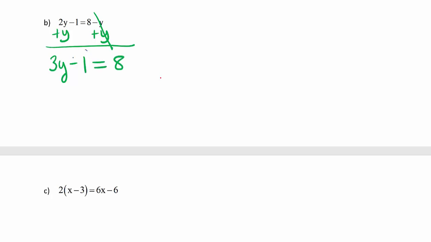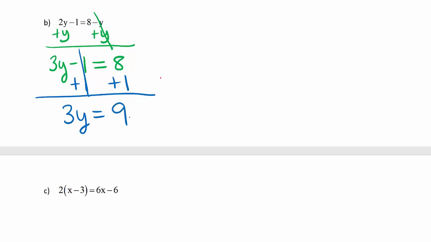Now I need to take this minus 1 and I want to move that to the right. I want to get rid of that minus 1. The opposite of subtracting is adding. So I'm going to add 1 to both sides. On the left, I just have a 3y left over. And on the right, 8 plus 1 is 9.